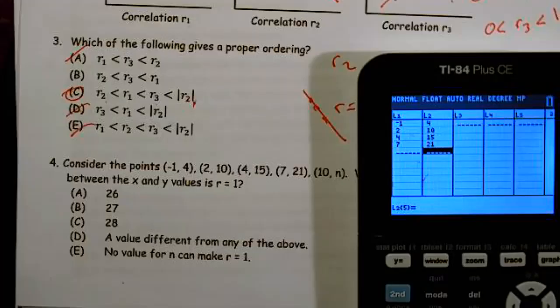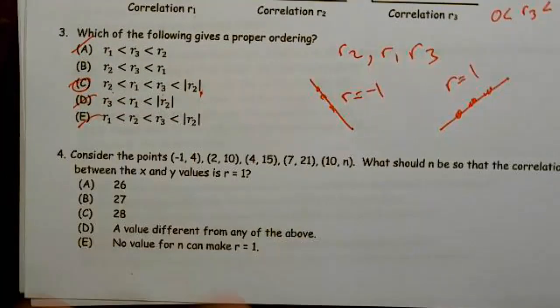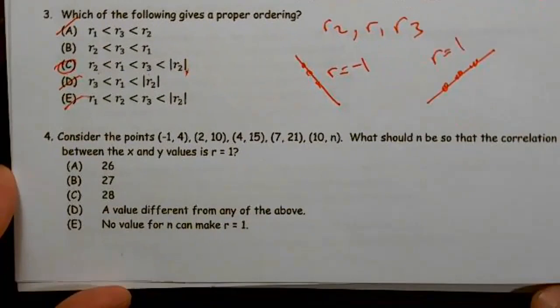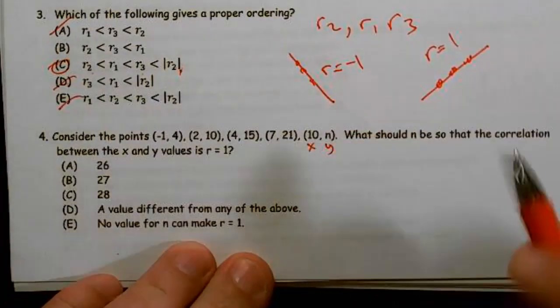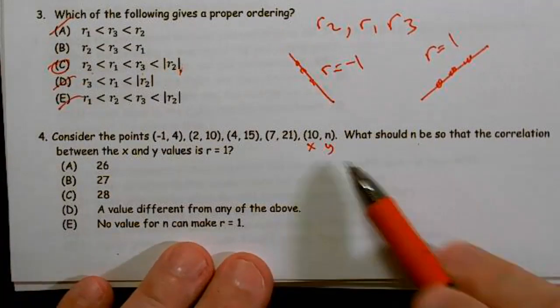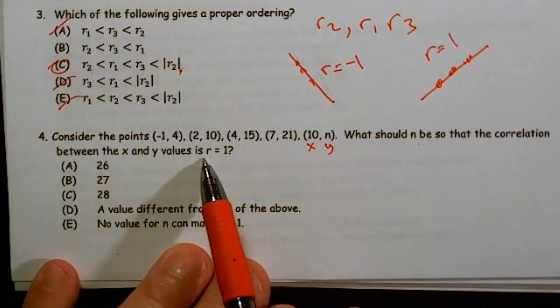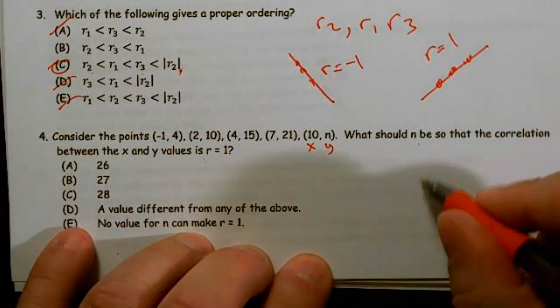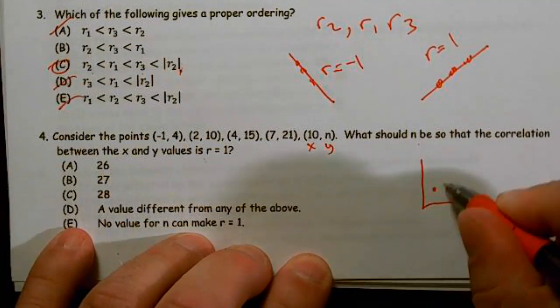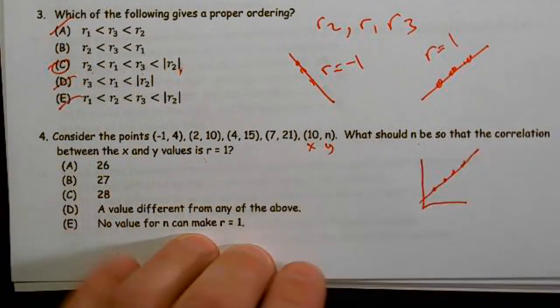And okay, this is number 4 on the death packet. And number 4 says, consider these points. And this one doesn't have the y value, so we only have an x on this one. What should this y value be so that the correlation between x and y is r equals 1? So we want perfect correlation, which means every single point needs to be on an upward slope and every single one of them needs to lie on the line.